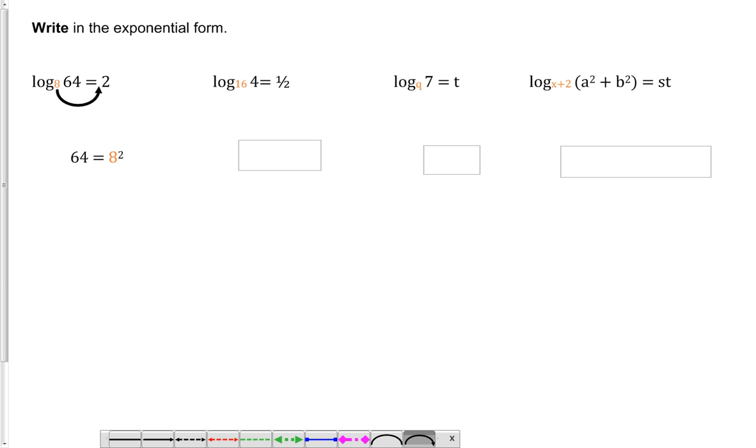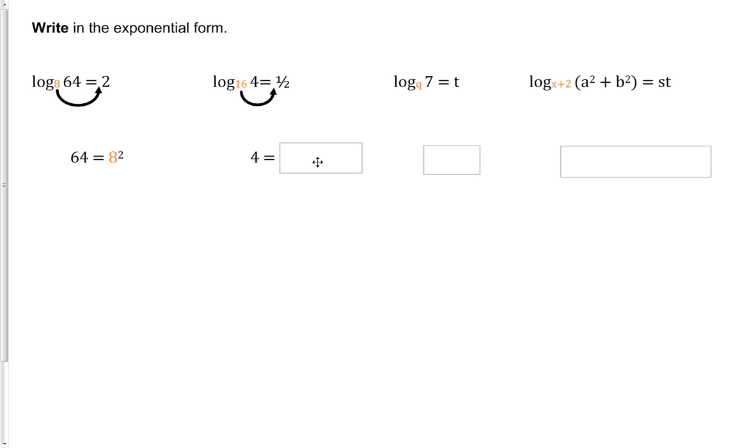Let's do that again. We have log base 16 of 4 is equal to 1/2. So we take our base 16 and we move that over to the other side, and that's going to leave us with 4 on the left is equal to 16 to the 1/2 power, or the square root of 16.